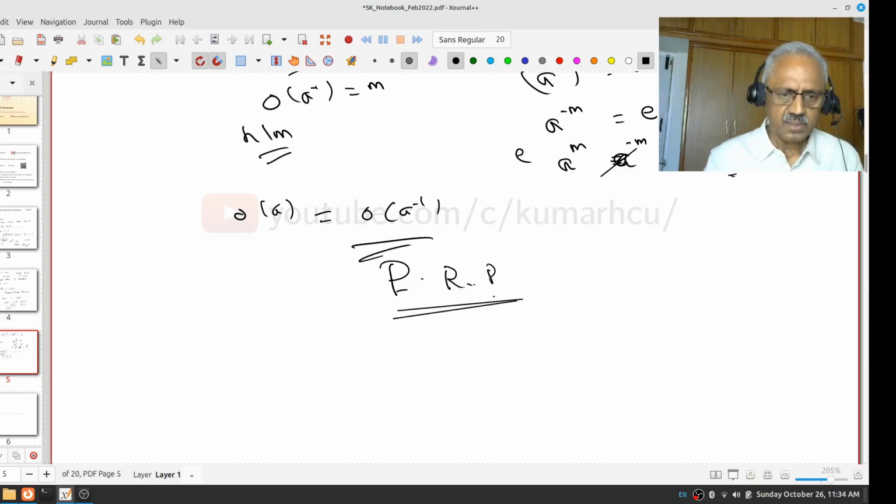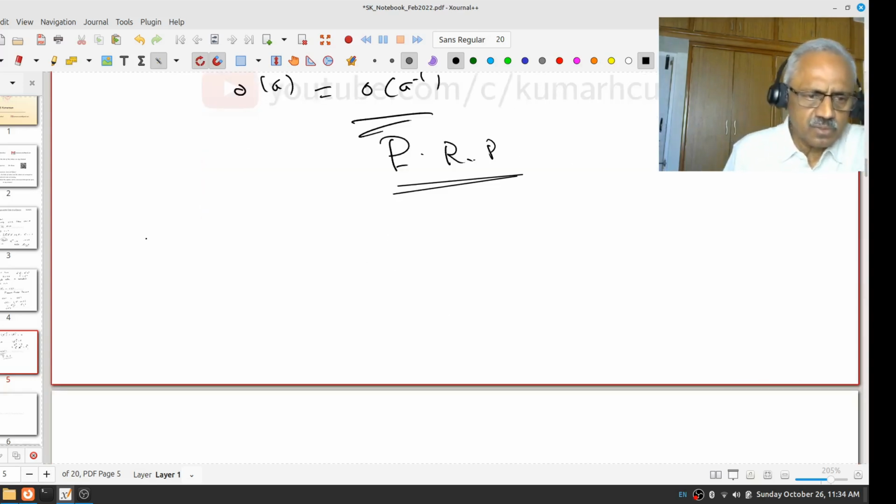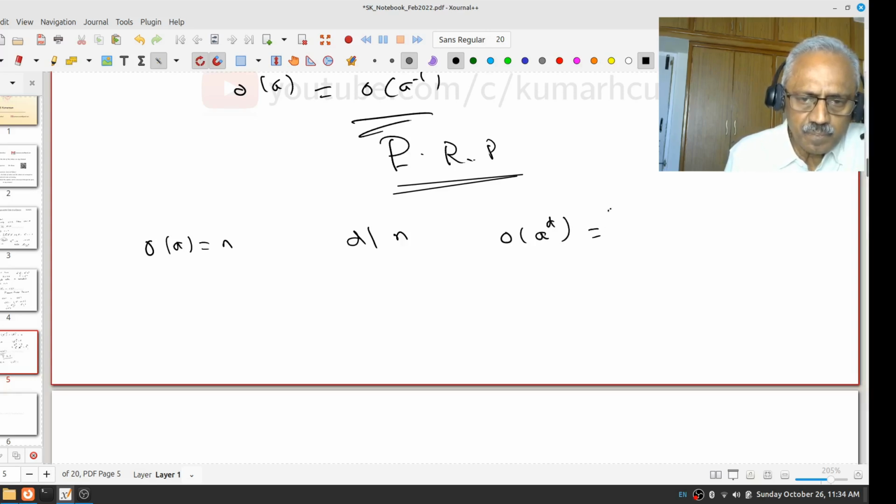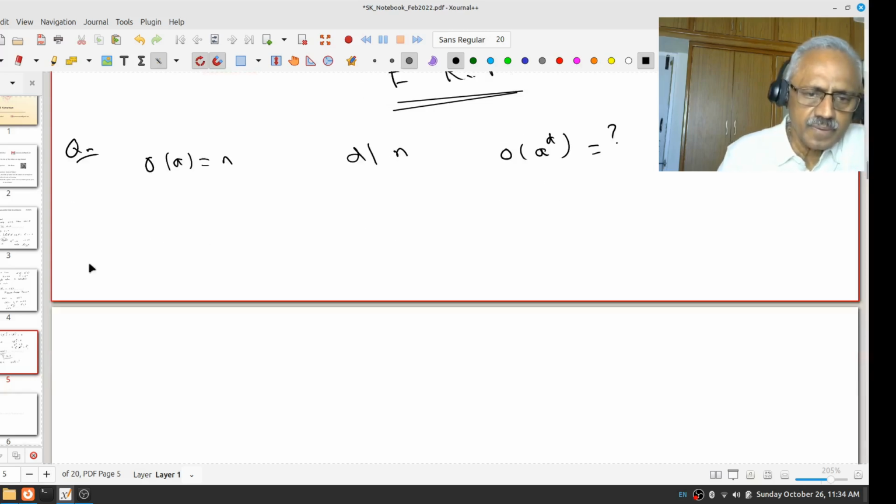Okay. Now let us look at some more things. Suppose the order of a is equal to n, and d is a divisor of n. Then I want to know what is the order of a to the power d. Is the question clear? So, yeah, right. Let us try to understand this.